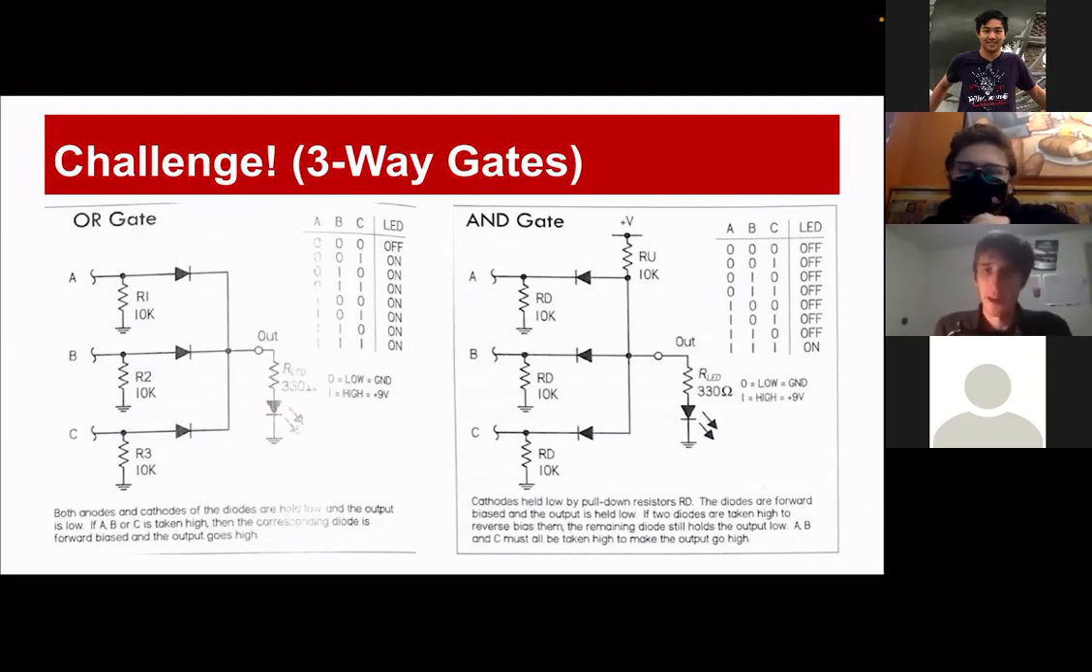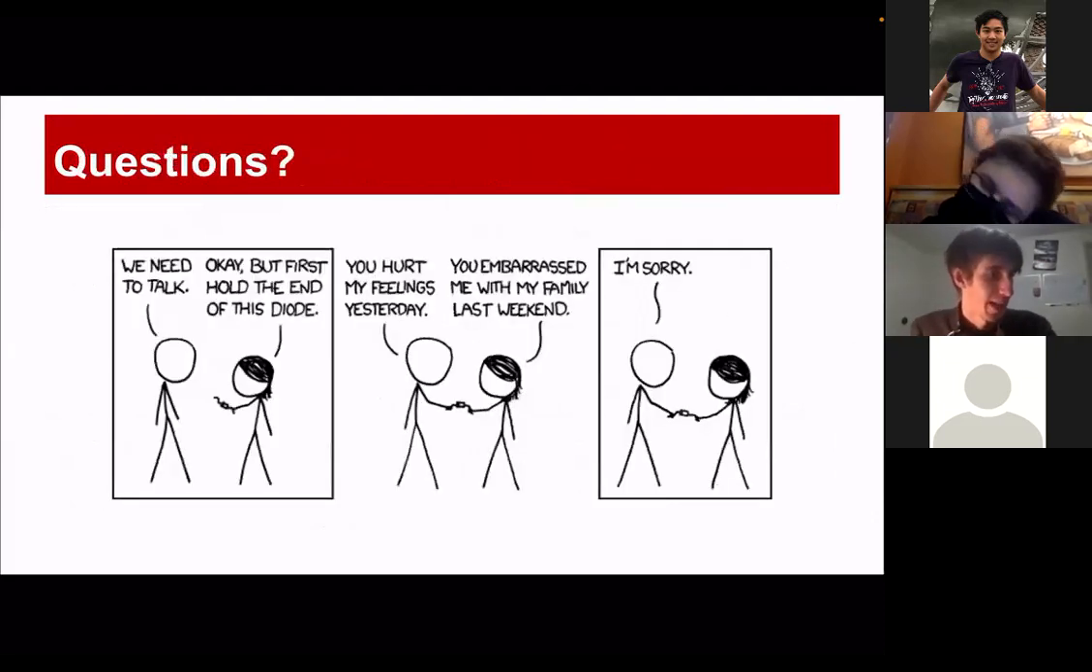Feel free to try this out on your own in Tinkercad, or if you have a whole bunch of diodes with you. I think I made the mistake of trying to order common diodes, and I ordered a whole bunch of Zener diodes and tried to make some physical examples for today and realized that nothing was working. So make sure that you're getting the correct diode for whatever application you're doing. Any questions?